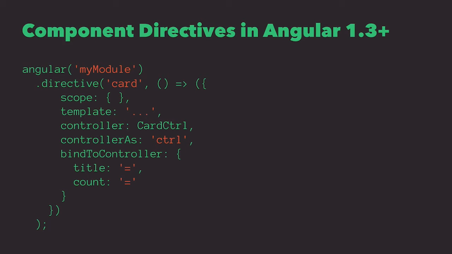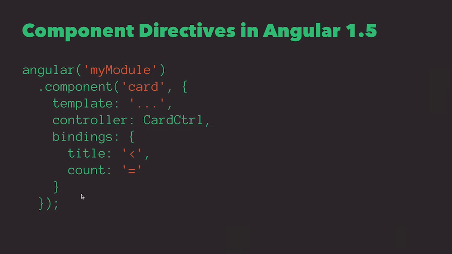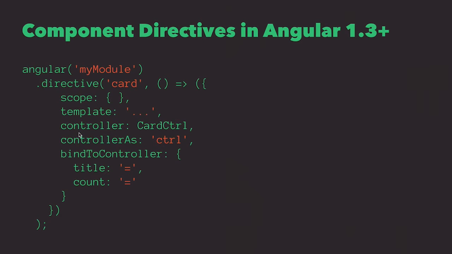If you're using Angular 1.2, bindToController is a boolean instead, so you can either set it to true or false. In that case, you would set it to true, and then the properties that are mentioned here will actually move into the scope object instead.